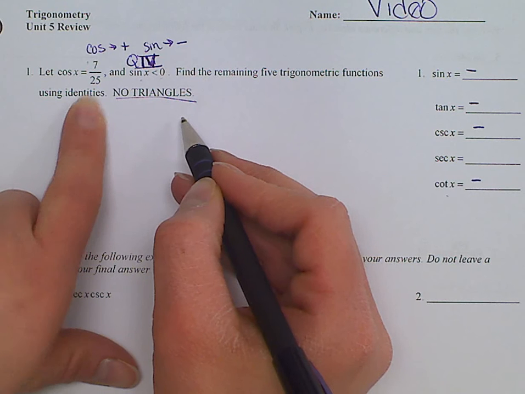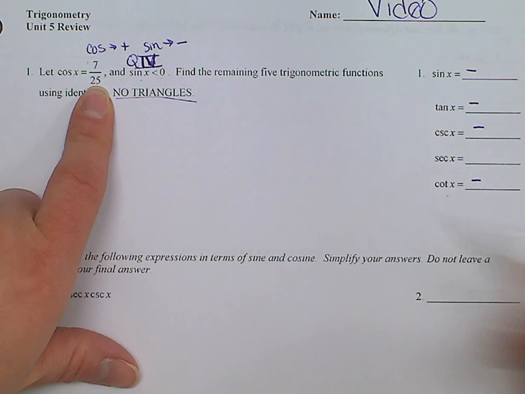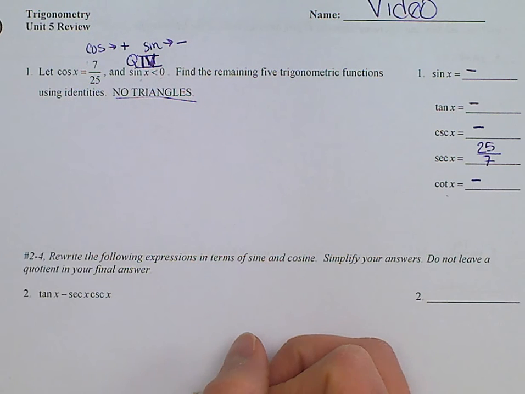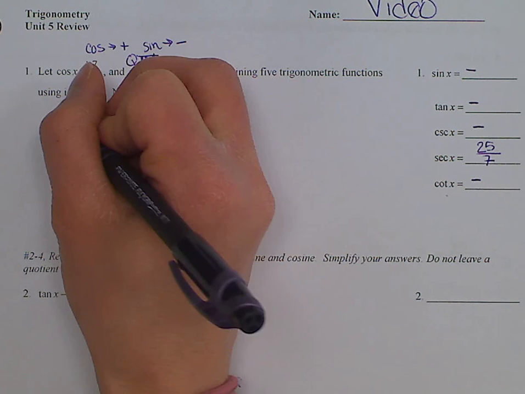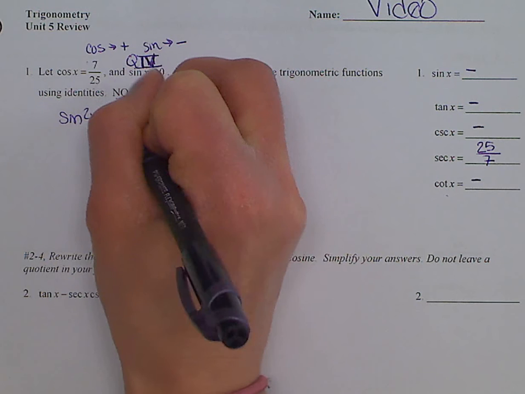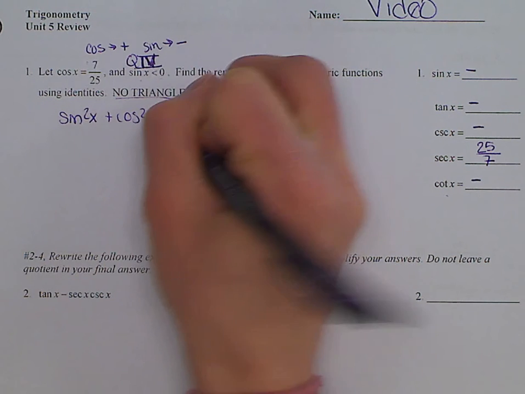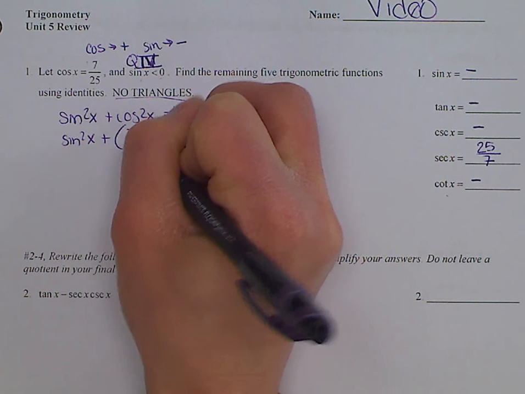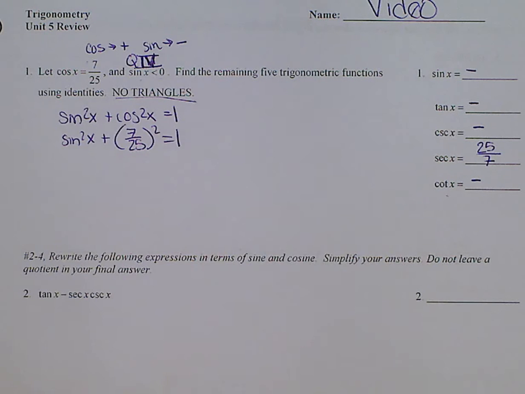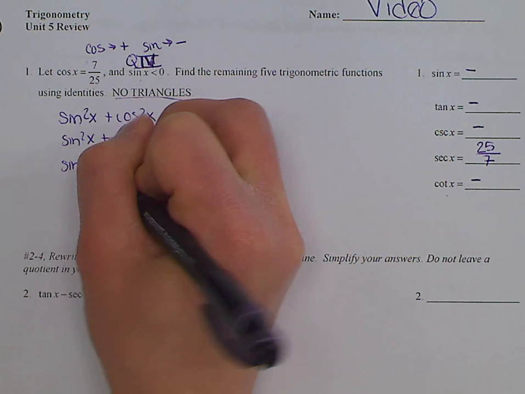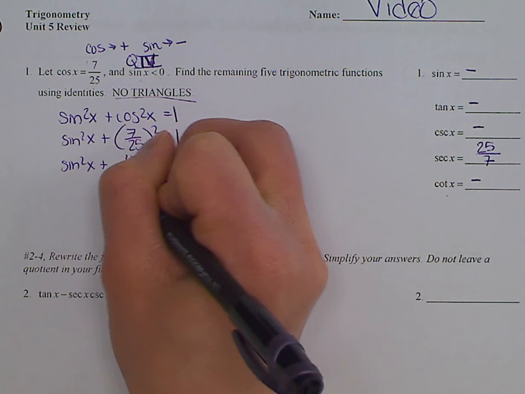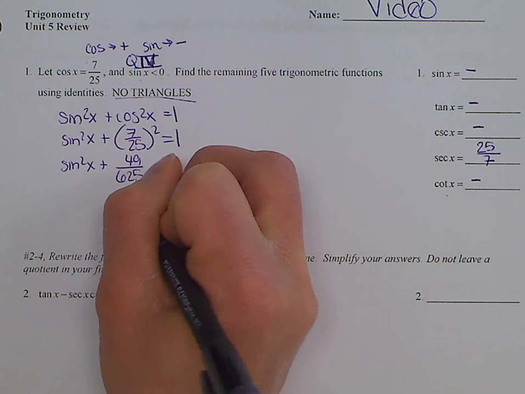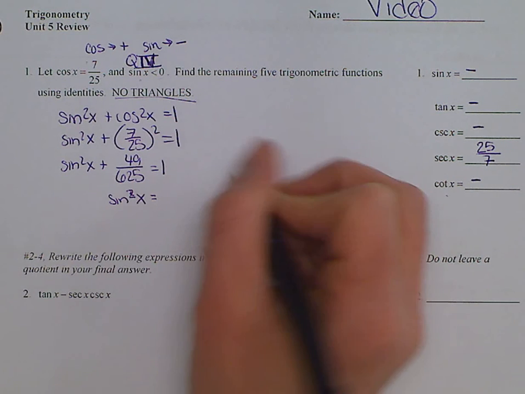Well, no work is necessary to find the secant because all we have to do is take the reciprocal. Now, one of the easiest identities, or the one that everybody seems to remember or use first, would be that the cosine squared plus the sine squared equals 1. We have the cosine, so we fill in 7/25. We square it, and we get 49 over 625. We subtract 49 over 625 from both sides.